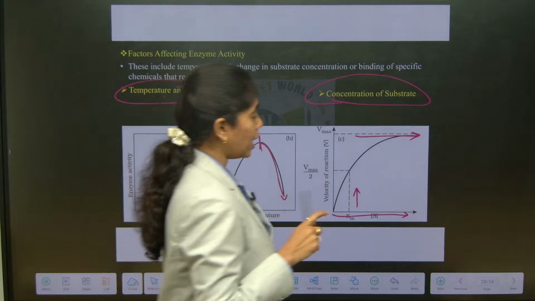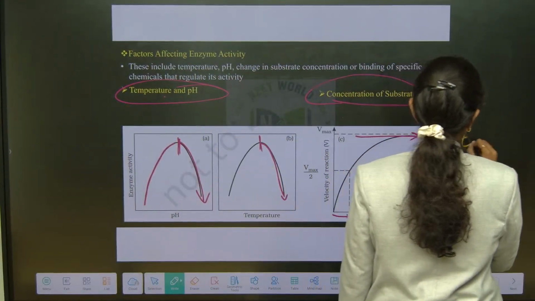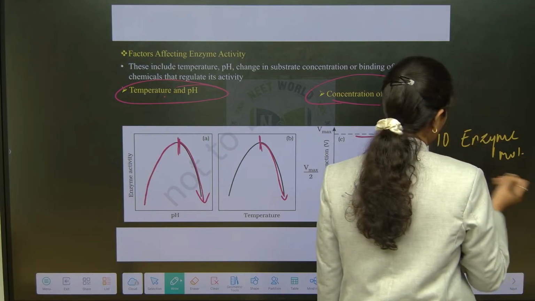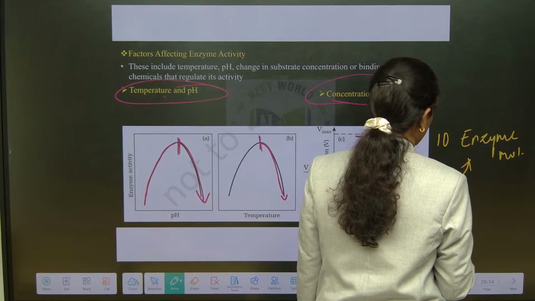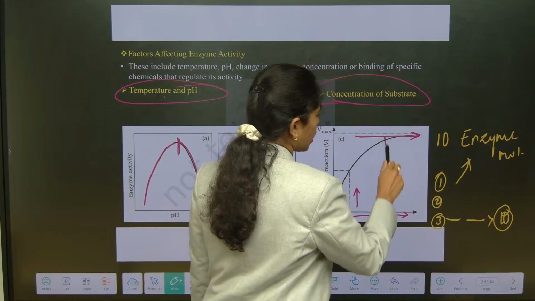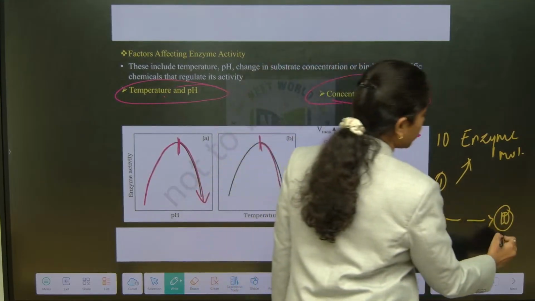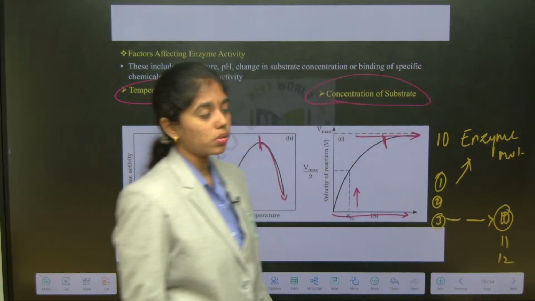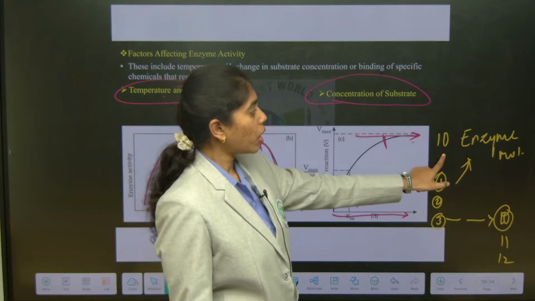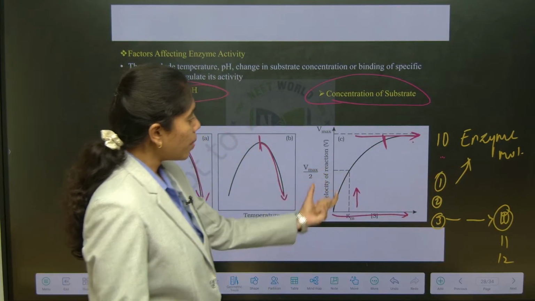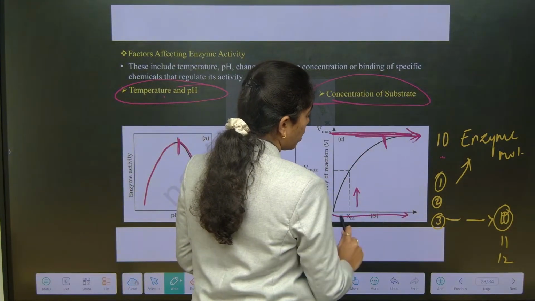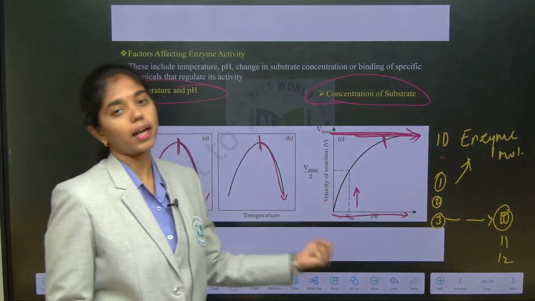For example, if I tell you there are 10 enzyme molecules, and we are adding substrates to it, like 1, 2, 3, and so on, up to 10. Till 10 it will increase the rate of reaction, after which even if you provide more substrate molecules, the rate of reaction comes to a saturation because enzymes are limited. As such, the maximum velocity, Vmax, is the range where the maximum substrate concentration is borne by the enzyme.